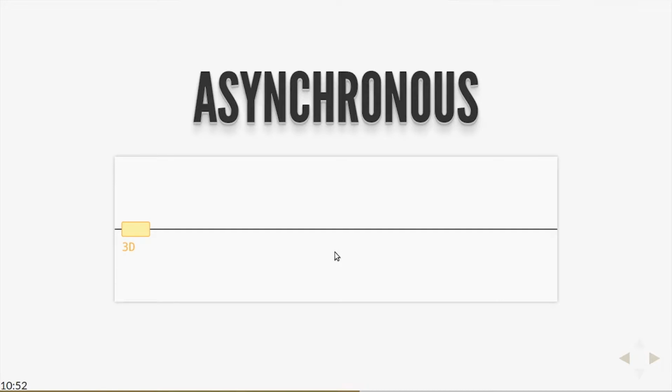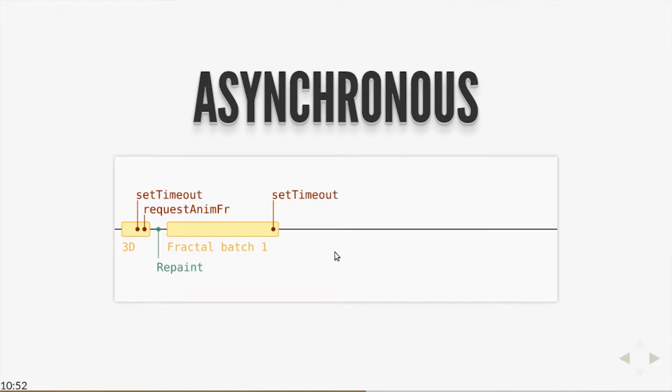So that was not great. What happened? Our 3D animation was executing, so we updated our 3D models. Then we scheduled the fractal calculation to execute with a set timeout, and we requested the next animation frame. Then the browser had the chance to repaint, and then we started executing the first batch of the fractal calculation. After that was done, we scheduled the next batch to be executed with set timeout. Meantime, the browser figured out that we need to repaint the screen soon, so let's execute the update function.